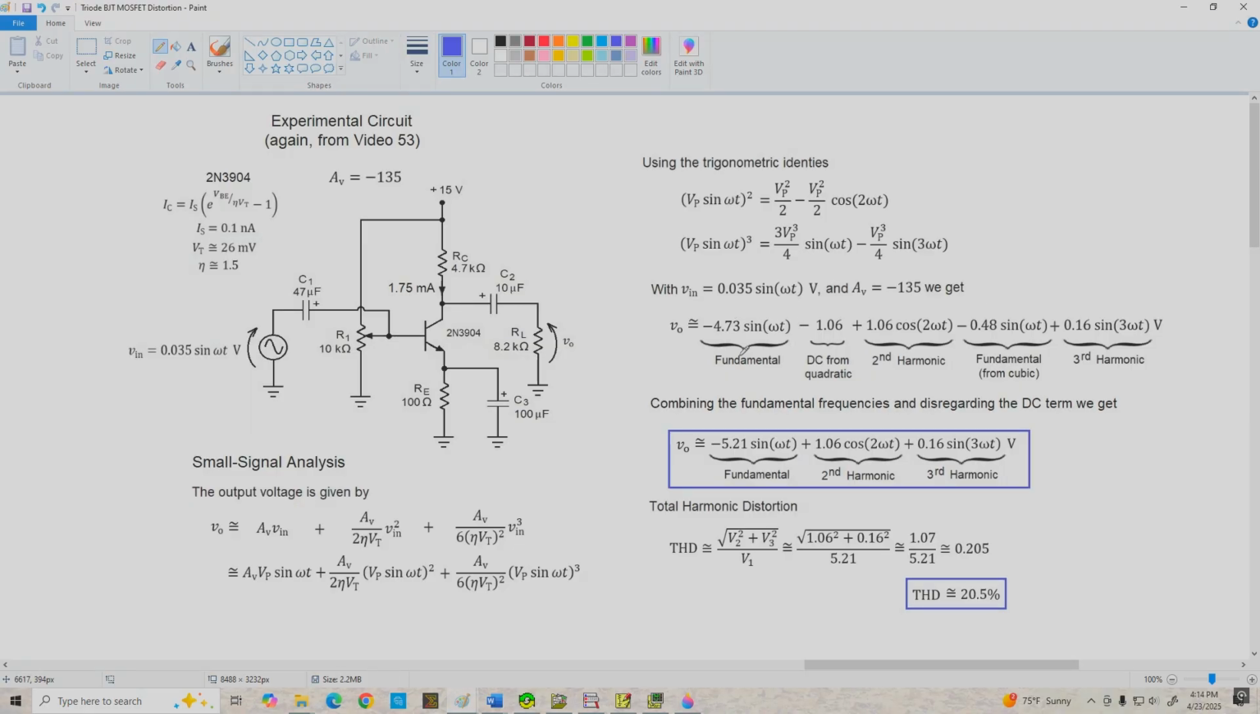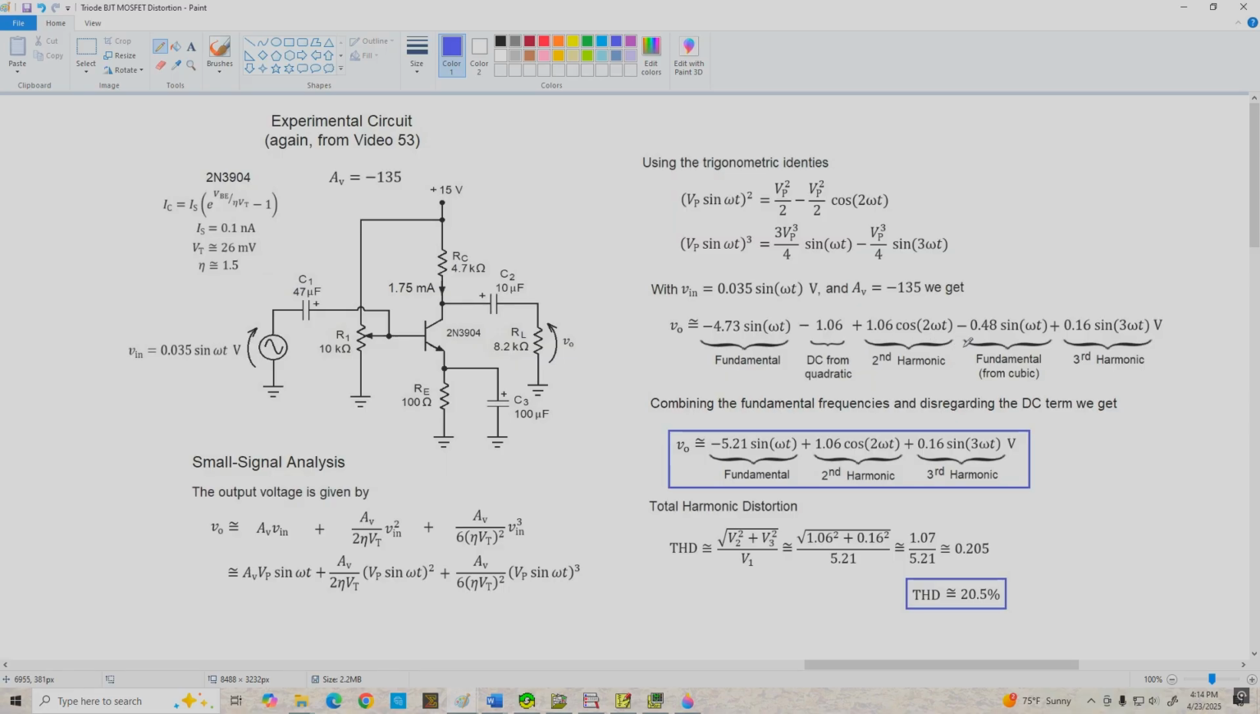The first term, our fundamental, is just the normal output that we'd expect if this was a linear amplifier, and we've got a negative sign because it's inverting. The second term is the DC offset we get from the expansion of the sine squared. Over here, the next component is, again, from the expansion of sine squared. It's our second harmonic with the same amplitude as the DC component.